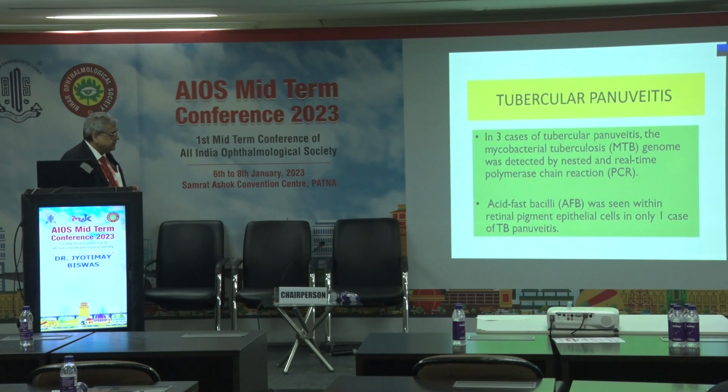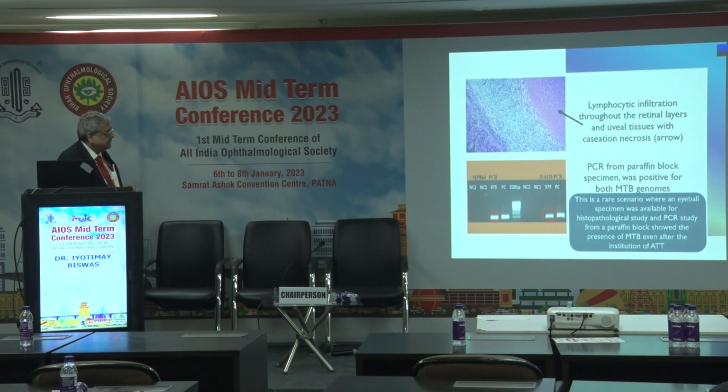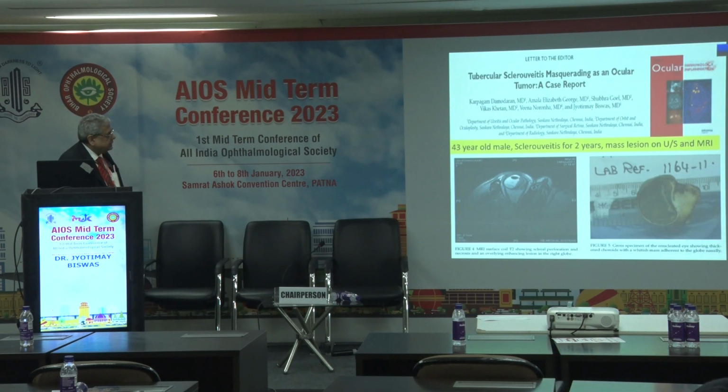So most of the time it is paucibacillary in nature, and you can see caseation necrosis and PCR positivity for Mycobacterium tuberculosis. This is a rare scenario wherein the eyeball is the tissue itself, and you can get the organisms and the molecular biologic evidence. This is a very interesting patient, tubercular sclerouveitis, masquerading as an ocular tumor.